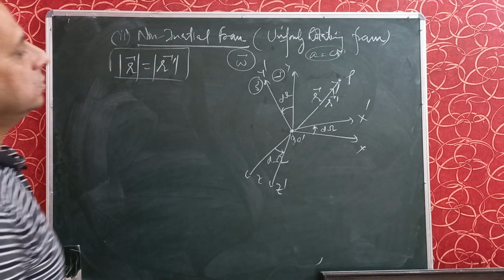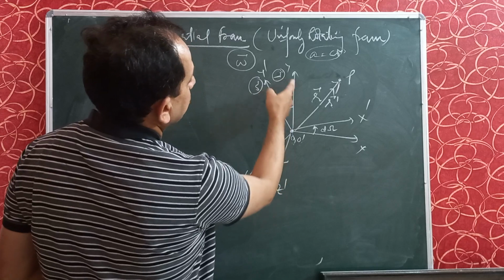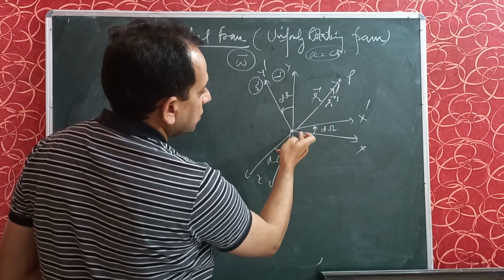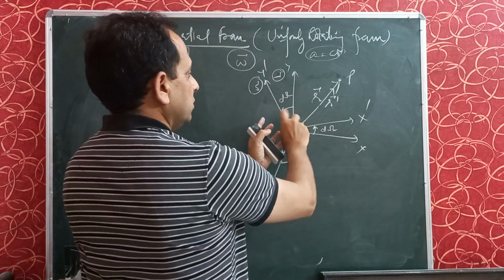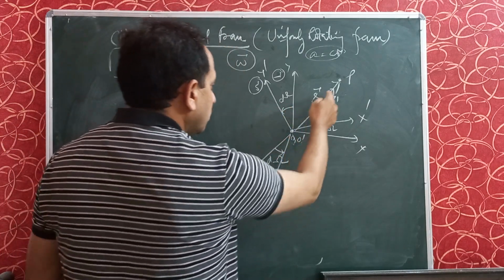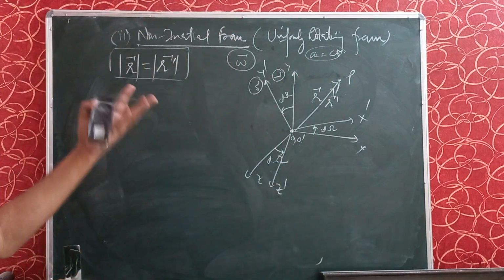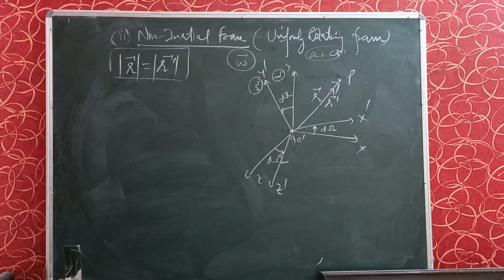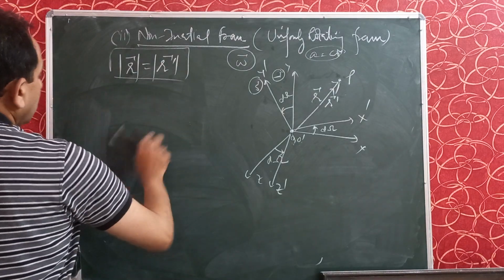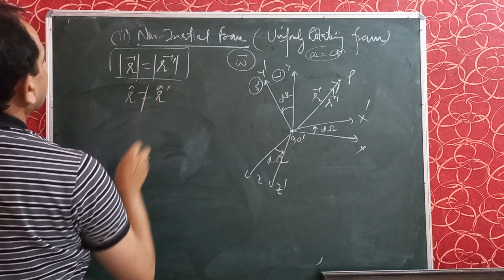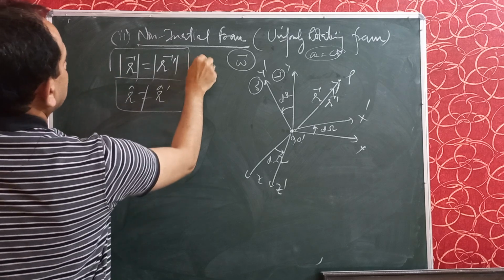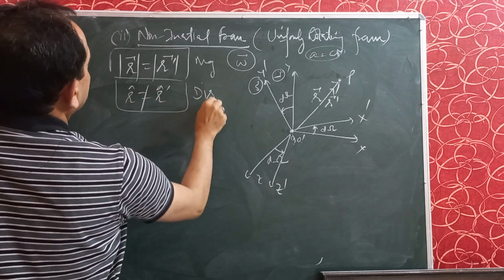Why? Because in the S frame it is simply the distance r or r vector. When we turn our face by some angle and then observe this P from here, the direction is tilted by some angle. Therefore, the direction of r is not equal to the direction of r dash. So, the magnitudes are the same, but the directions are not the same.